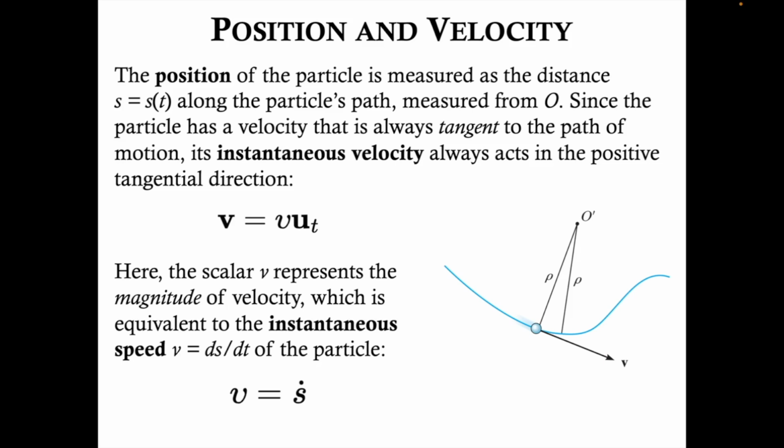Since the particle has a velocity that is always tangent to the path of motion, its instantaneous velocity always acts in the positive tangential direction, where we have the vector v, instantaneous velocity, equals the scalar v, which would be the instantaneous speed, times u sub t, the unit vector defining the tangential direction. Here, the scalar v represents the magnitude of the velocity, which is equivalent to the instantaneous speed v equals ds by dt of the particle, which we can write in dot notation as the scalar v equals s dot. As you recall from earlier in chapter 12, s dot is equivalent to ds by dt, one dot for the first time derivative.